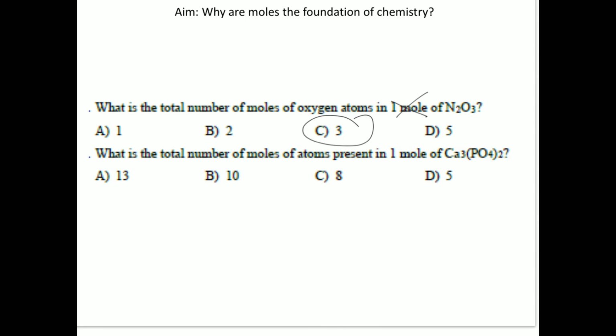Here we're looking for the total number of moles of atoms present in 1 mole of calcium phosphate. Just count up all the different atoms. Don't forget to distribute the 2 to the phosphorus and the oxygen.